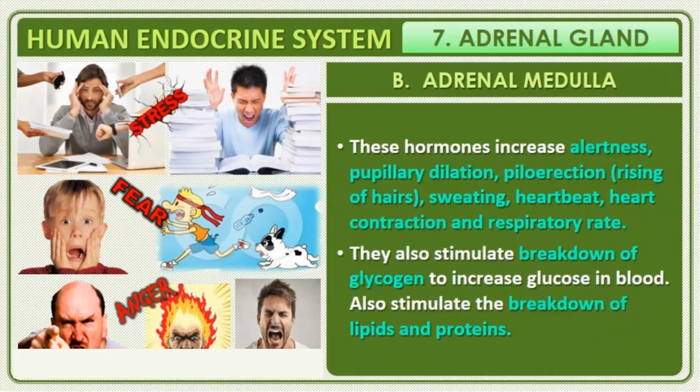These hormones increase alertness, pupillary dilation, piloerection, that is rising of hairs, sweating, heartbeat, heart contraction, and respiratory rate. They also stimulate breakdown of glycogen to increase glucose in blood. They also stimulate the breakdown of lipids and proteins.